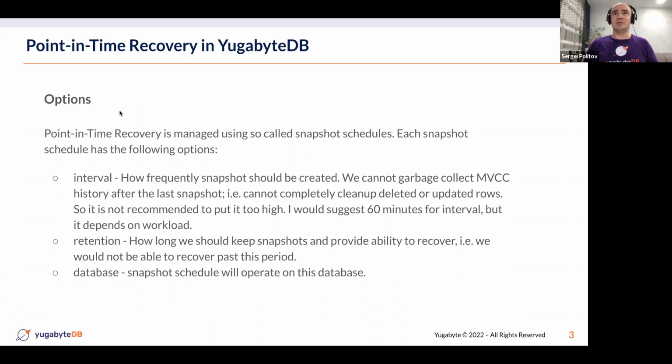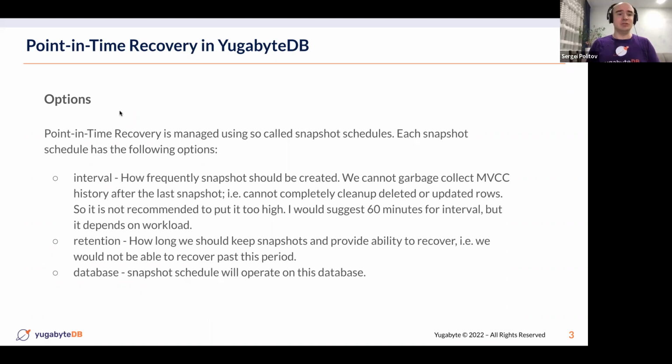It is not recommended to set this interval to very high values, because if you delete a row and you don't take a snapshot, for instance, for a day, all deleted rows will still be in the database for this time. I recommend setting it to 60 minutes by default, but it depends on the workload. If you have a lot of row updates or deletes, then you should take snapshots more frequently. Otherwise, if you mostly add data and rarely delete or update it, you could increase the snapshot interval.